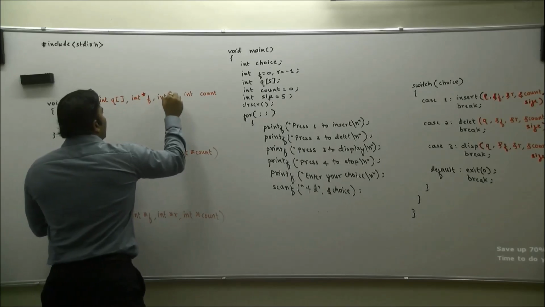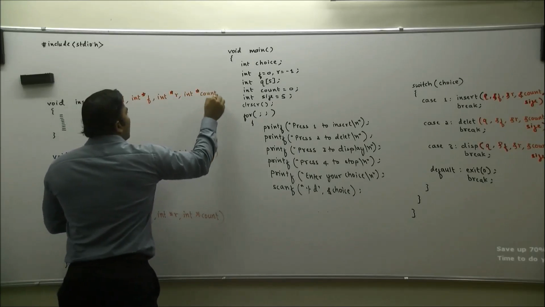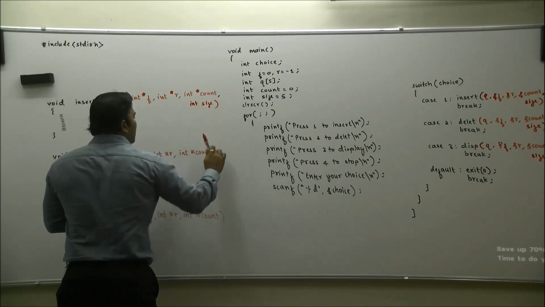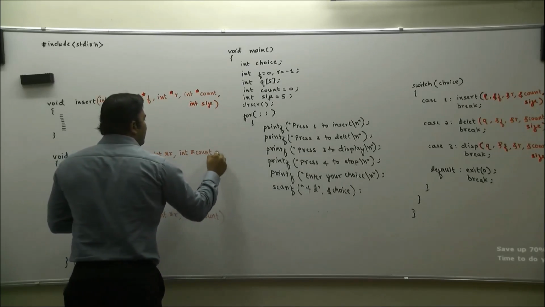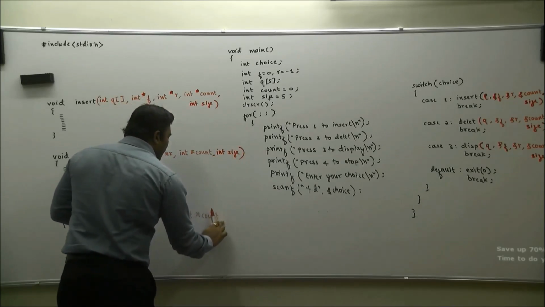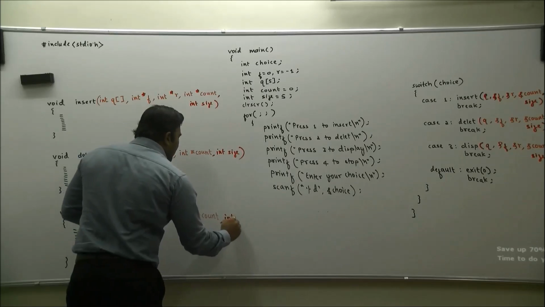So, I will write back these stars here. And while collecting, I will collect it as just int size. Here also, no space. Anyway, I will just collect it as int size. Here also, I will just collect it as int size.